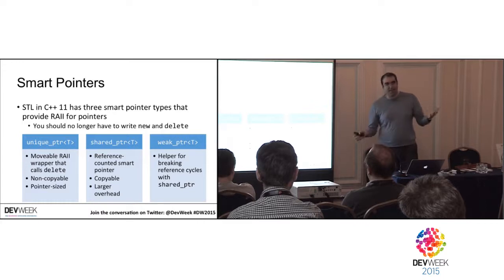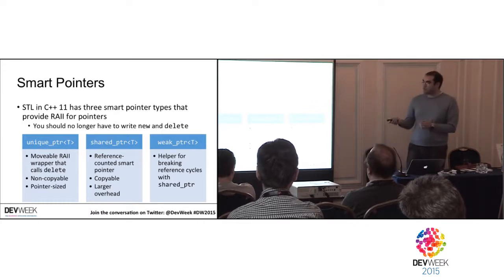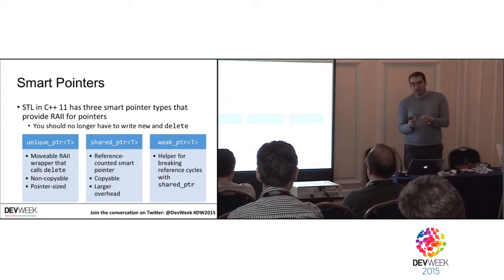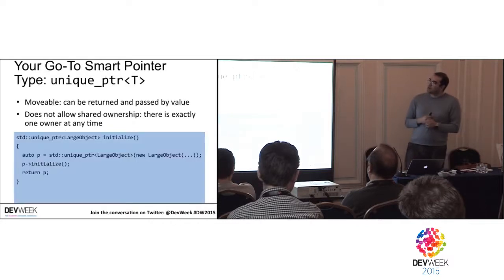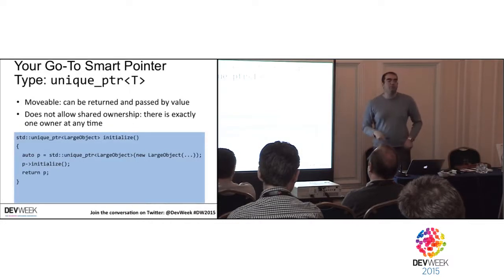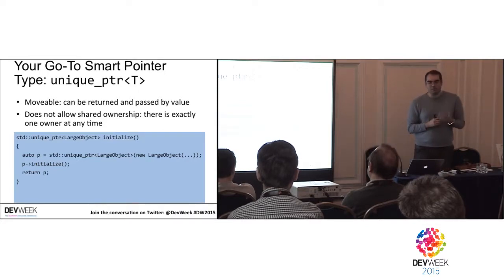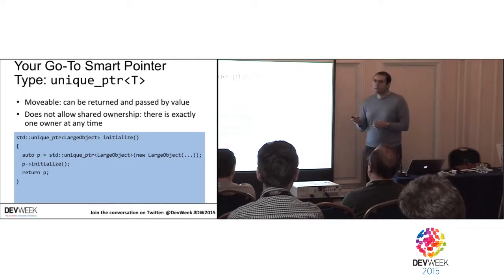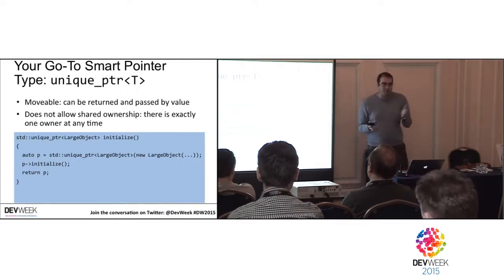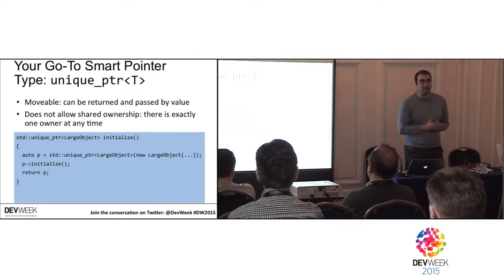It's just the same as any other pointer class, but there are some differences between unique_ptr and shared_ptr in terms of performance and the features they offer. So first, unique_ptr, your go-to smart pointer type, because in most cases it's enough, and it's all you really need. What unique_ptr does is extremely simple. It wraps a pointer, and it deletes it in the destructor. So just like any other smart pointer you've ever used.